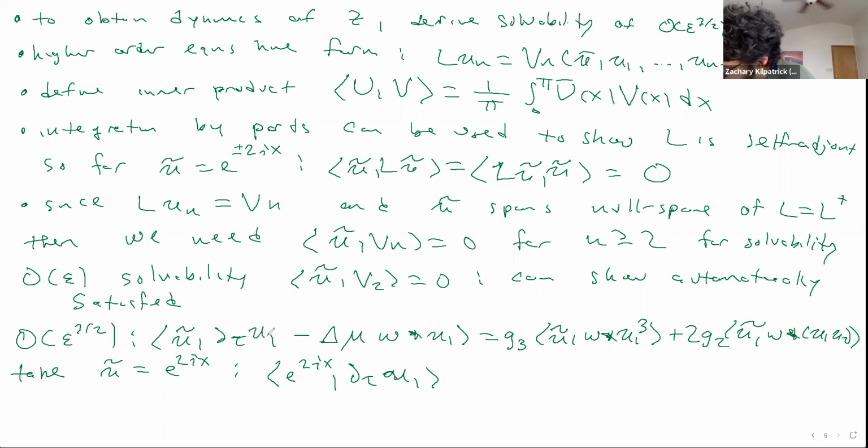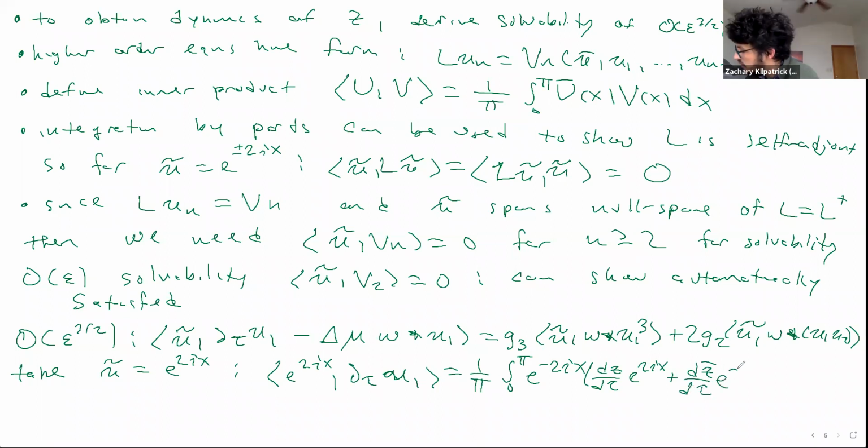So d tau U1 here, d tau U1. This is equal to 1 over pi integral from 0 to pi e to the minus 2ix dz d tau e to the 2ix plus dz bar d tau e to the minus 2ix dx, okay? And all that's just equal to dz d tau, okay? And then the right-hand side is messy, right?